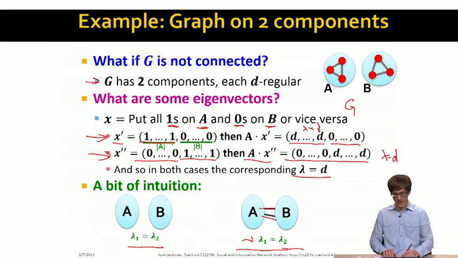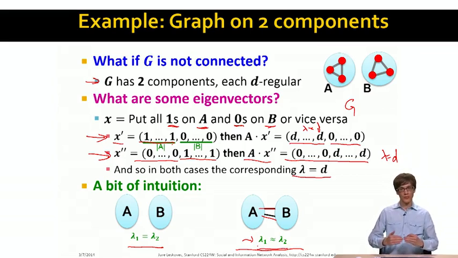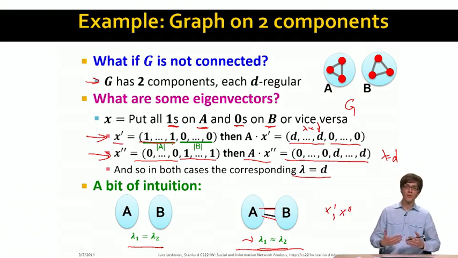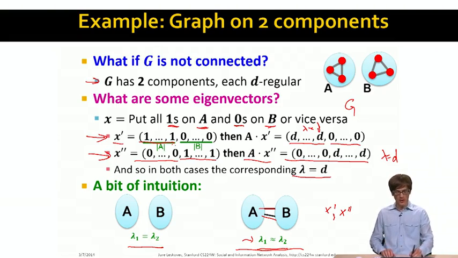So we would expect that the two eigenvalues will be about the same, or have similar magnitude, and this also means that the vectors x prime and x double prime will be our approximate eigenvectors. So if our graph is disconnected, we already know what the eigenvectors will be. If the graph is barely connected, the eigenvectors, we hope, won't change too much.